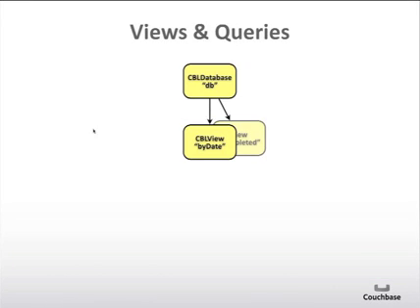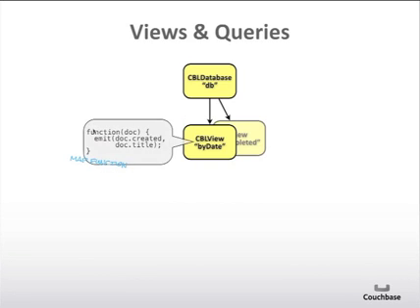So let's dive into what views are. A database, in addition to containing documents, also contains views. And the views are also named in case you have more than one of them. A view has a map function, which is just going to look at a document and decide how to index it. The map function calls a function called emit with the key and the value. Emit just means add a key and value to the index with these items in it.